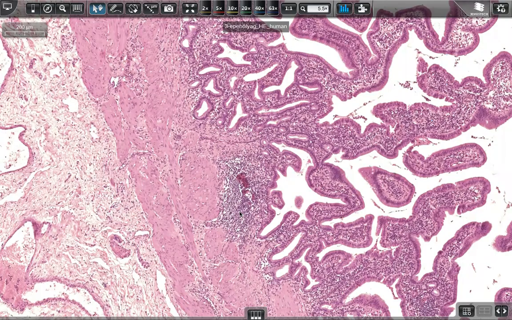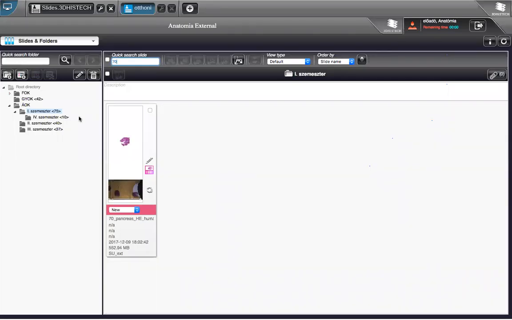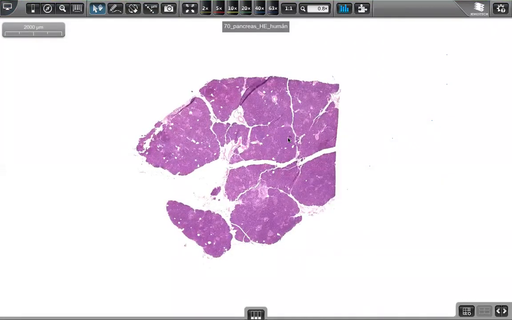Our last slide is the pancreas. That's number 70. Now we are just focusing on the external, the exocrine, the glandular portion of the pancreas, because the pancreas represents an endocrine and exocrine part as well. So the exocrine parts are the glandular portion.